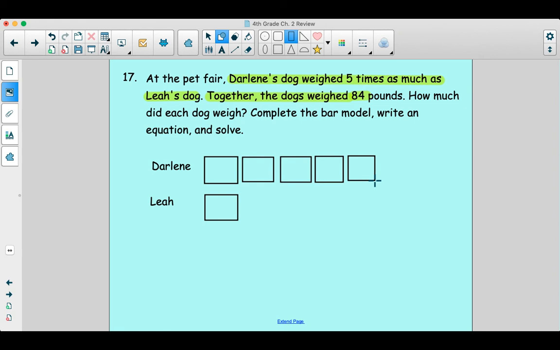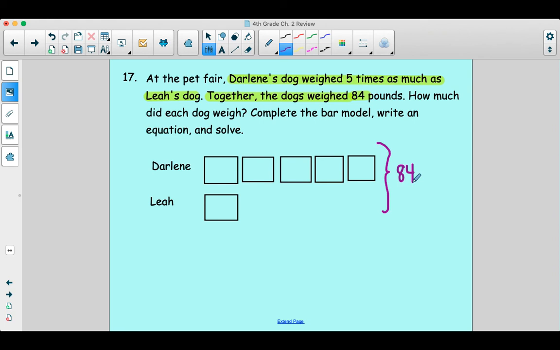Okay. So Darlene's dog weighs 5 times as much. I can see that. And then together, the dogs are going to weigh 84 pounds. Okay? So all together, they're going to weigh 84 pounds. So far, so good? What do you think? All right. I'm going back and I'm reading to make sure that I'm figuring everything out right. All right. So far, I think it's good.